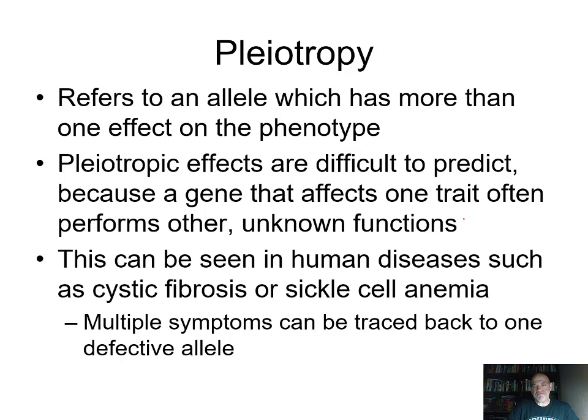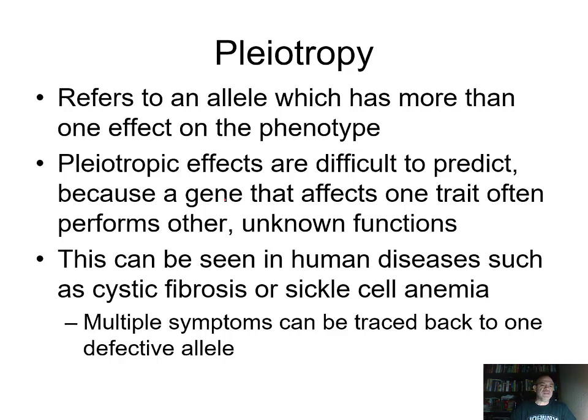So these effects are difficult to predict, and often we don't know what effects they are. They often reveal themselves when a mutation occurs, and in the disease you can see several effects in the body. So that one mutation that causes an allele to not produce the protein correctly, say an enzyme, can cause multiple phenotypic characteristics or symptoms of the genetic disorder.